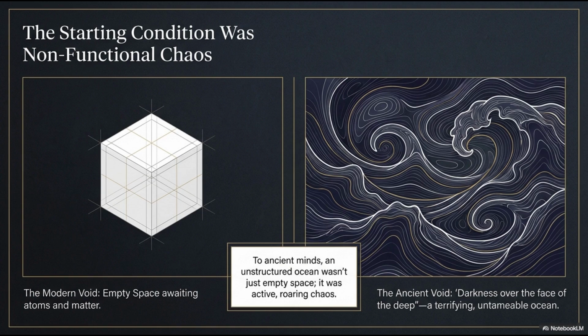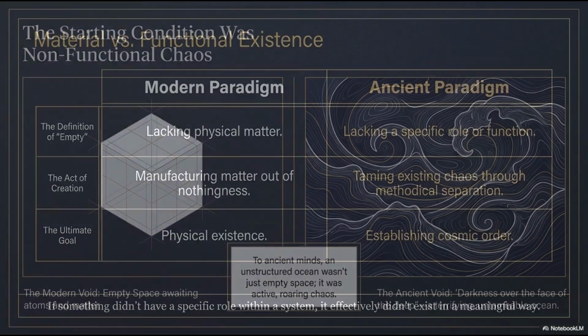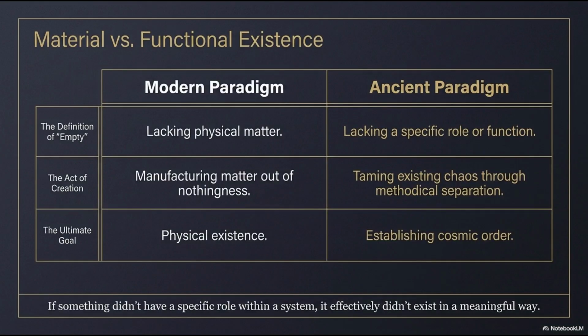Wow. To understand the progression of the narrative, you really have to understand that ancient mindset. Modern people look at a blank space and think about material properties, right? Atoms, molecules, physical matter. Think about the stuff it's made of. But ancient Near Eastern cosmology looked at existence through the lens of function and order. If something didn't have a specific role or function within a system, it effectively didn't exist in a meaningful way. It was just chaos. Precisely. So the narrative begins the act of creation, not by manufacturing matter out of nothingness, but by taming that existing chaos through separation. You can't put anything into a space until you define the space and establish its boundaries.